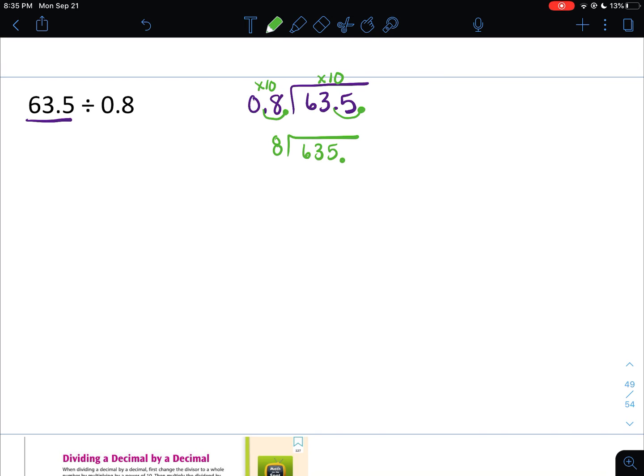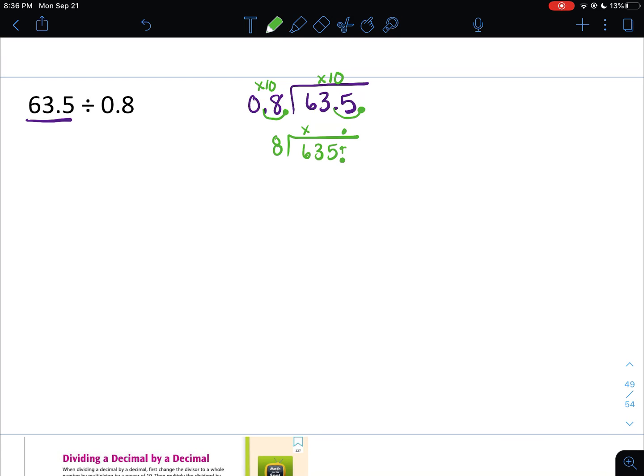So this would become 635. Don't forget the decimal stays after 635 and pops up into our answer right there. Okay, so we pop the decimal up. That's always your first step. And then the next thing you want to do is just divide like normal.